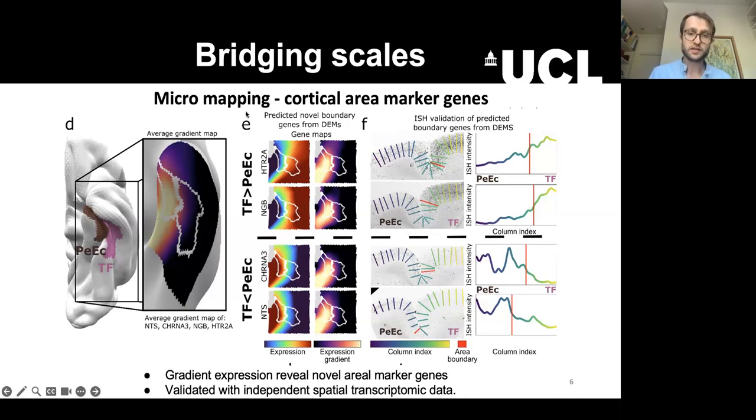So low expression to high expression. This is the same sulcus that we were looking at on the cortical surface, and high expression to low expression. Then when we do a columnar-based analysis, averaging the intensity within the columns, we see a statistical boundary within this sulcus in the direction predicted by the dense expression maps. So we can validate that these putative areal markers show strong evidence of being area genes in the ISH data.